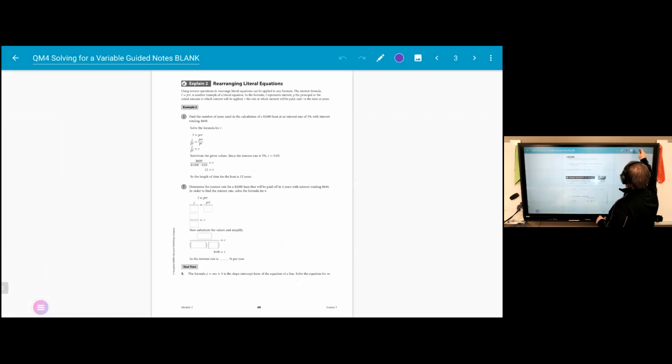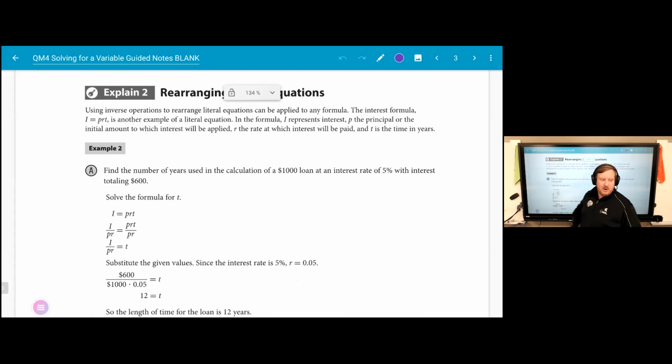Double check my work here. There we go. Rearranging literal equations. All right. Using inverse operations to rearrange literal equations can be applied to literally any formula. The interest formula, I equals P times R times T, I equals PRT, is another example of a literal equation. I is interest, P is the principal or initial amount, R is the rate, and T is the time.